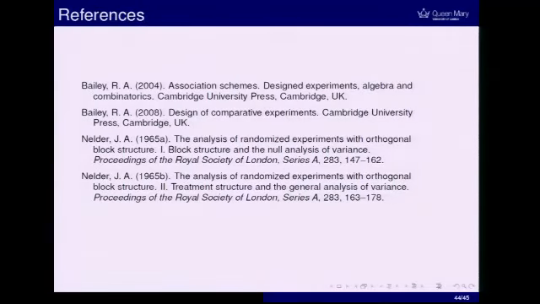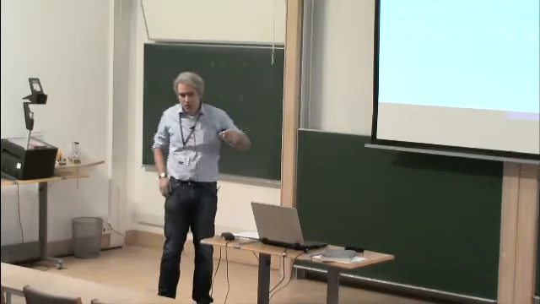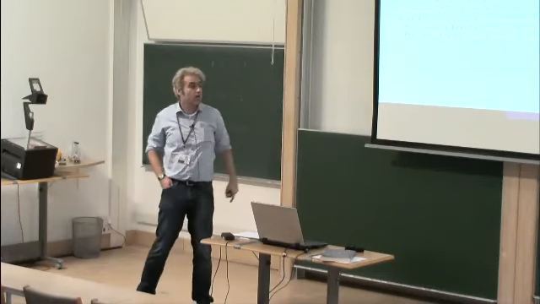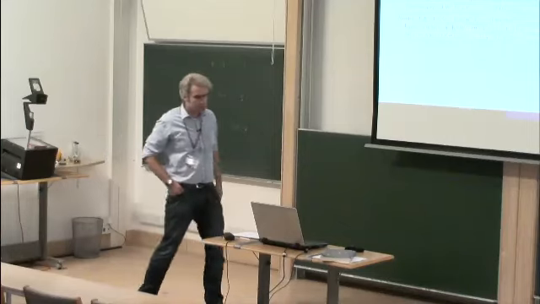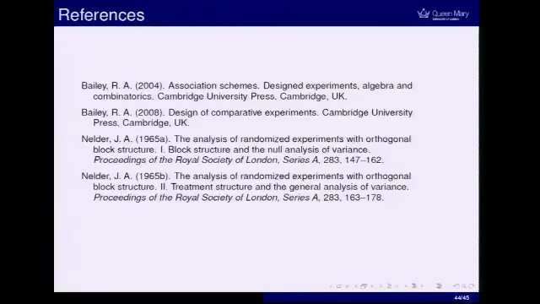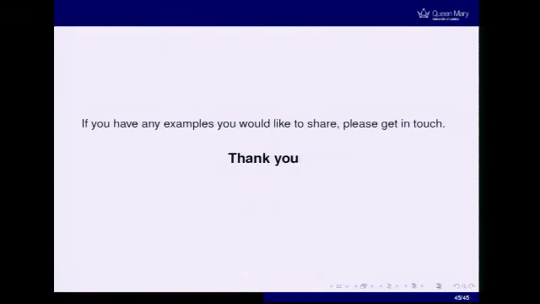Here are the main references. So essentially I've used over and over Rosemary's book. There's another book which contains another example I have not talked about today because of the time, which goes beyond Nelder's simple orthogonal plot structures, and here are Nelder's original papers. And finally, if you have any examples, complicated ones, which you would like to share, I should be most grateful. Thank you.